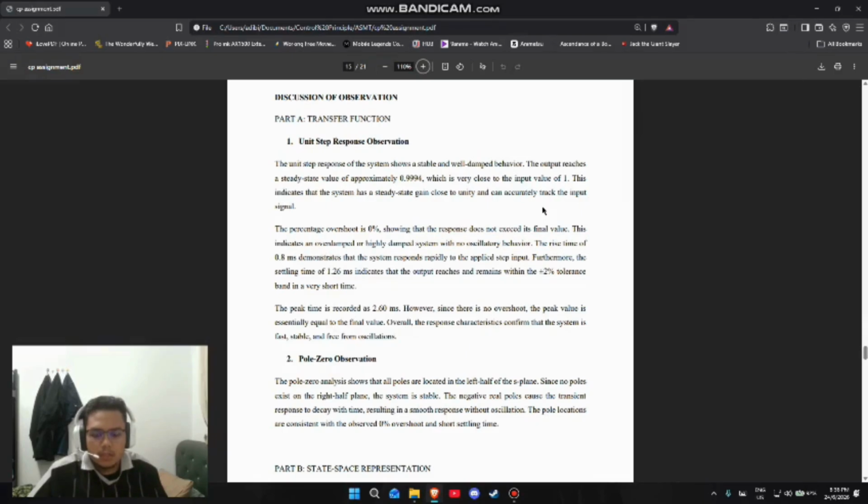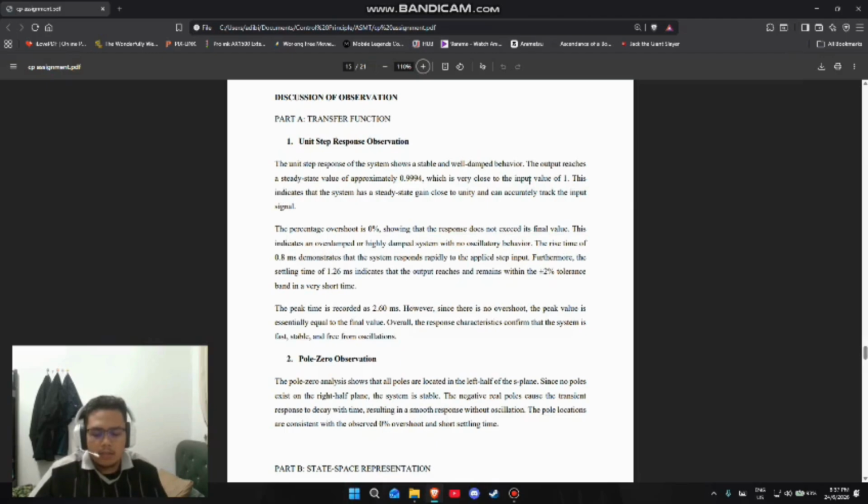First, we look at it from the outside using the transfer function format, looking specifically at how it responds to a sudden input, a unit step response. What we found is that our system is incredibly stable, fast, and smooth. Here are the three main things we observe. First, it tracks perfectly. Our steady state output reached 0.9994, which is practically a one-to-one match with our input of 1. This means the system has a gain close to unity. What you put in is what you get out.